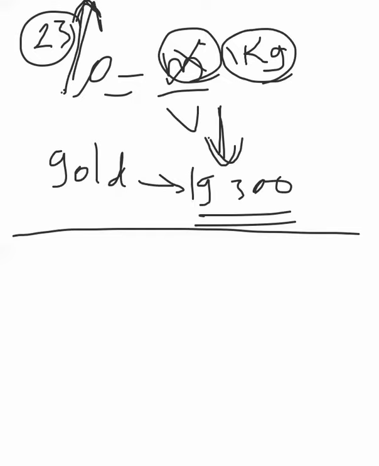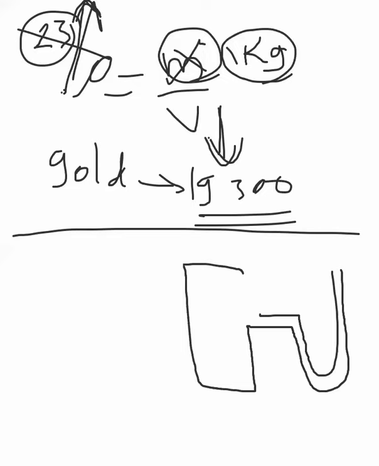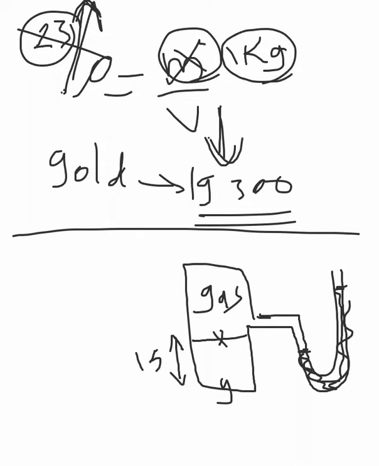Let's go for 27. Let's start 27. 27 is very easy. You have a tank. This tank contains mercury, and it is also like a manometer. I want to explain something from the drawing. Here and here we have mercury. Here gas, and we have point X and point Y. This is 15 centimeter, and this is 15 centimeter.